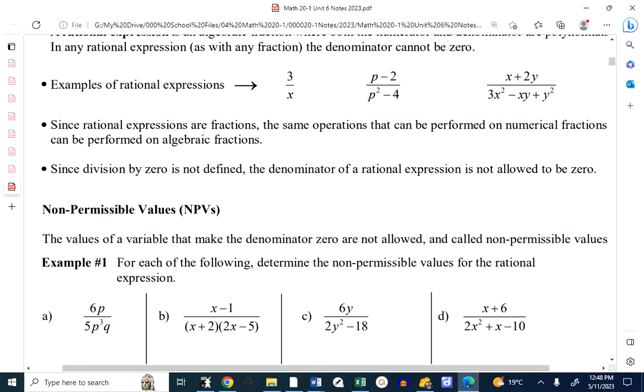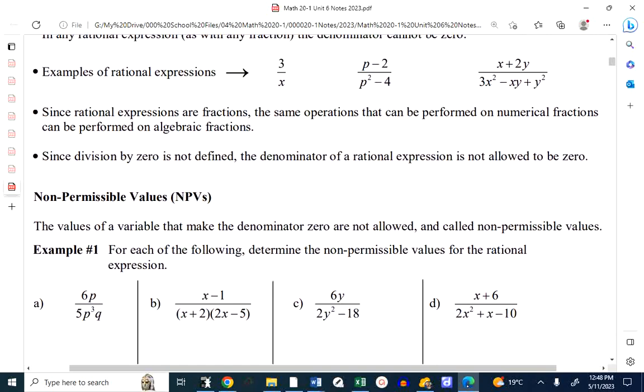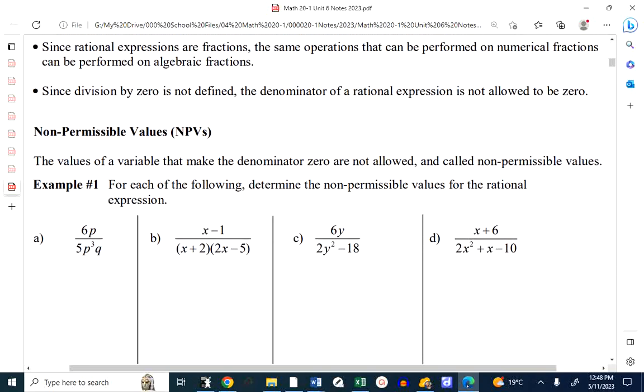Since rational expressions are fractions, and this is what we're going to focus most of our efforts on in this unit, whatever you do to work with fractions, you do to work with rational expressions. So if we're going to be multiplying two rational expressions, we're going to be using the same rules that we would use when you multiply two fractions. If you're going to be adding rational expressions, you have to add them in the same way you would add fractions, because rational expressions are fractions.